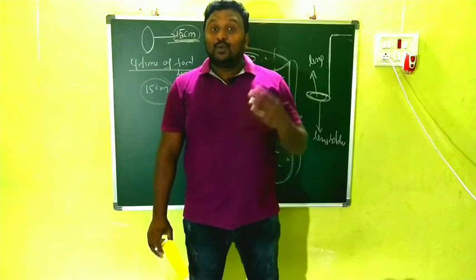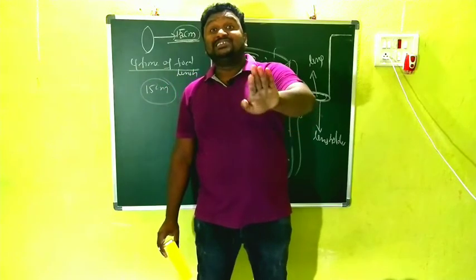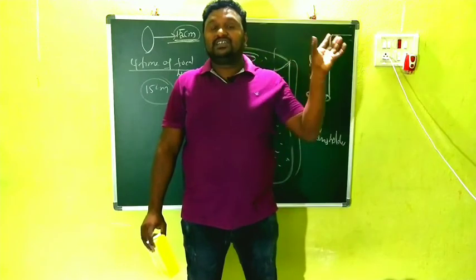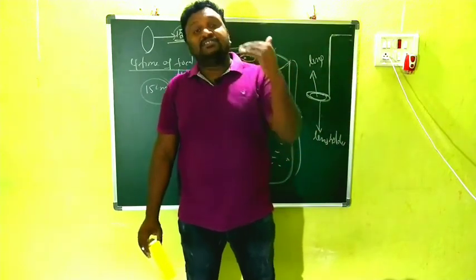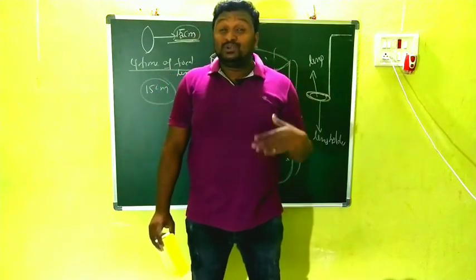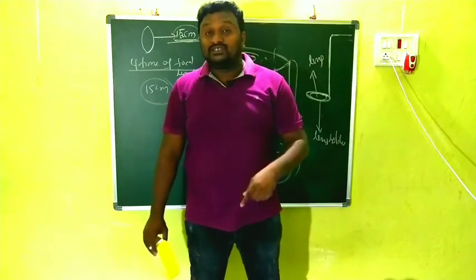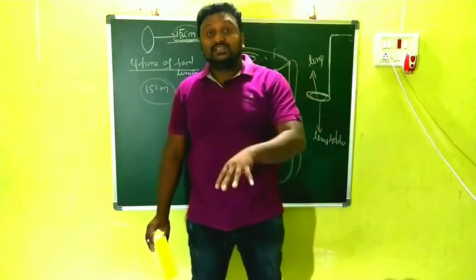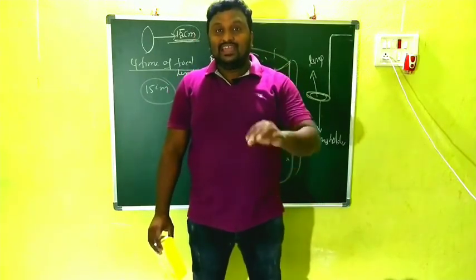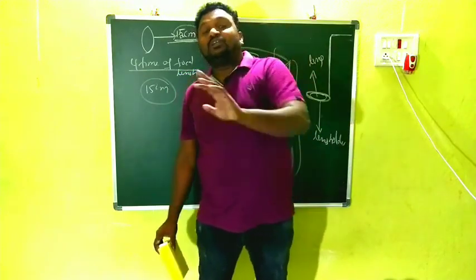That means what? When the water is in the vessel, the focal length of the lens is increased. Up to 15 centimeters only we visualized when the vessel is empty. Now when it is filled with some water, more than 15 also we are able to see the image. So first time the vessel is empty. The vessel is empty means what? In the vessel what do you have? Air. Air is the medium. And now it is filled with some water.